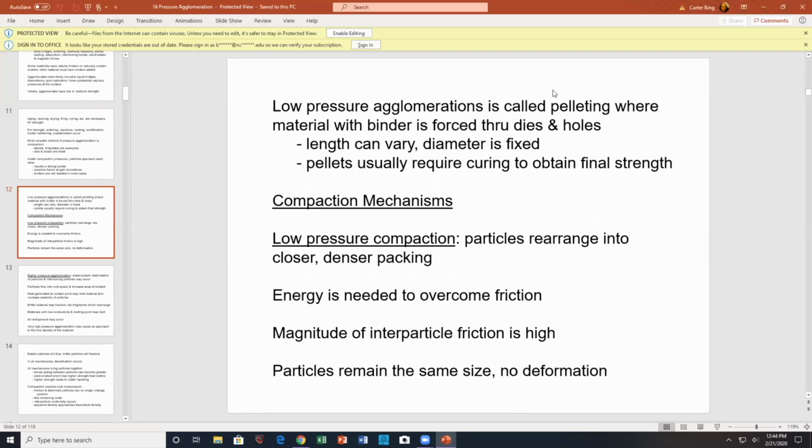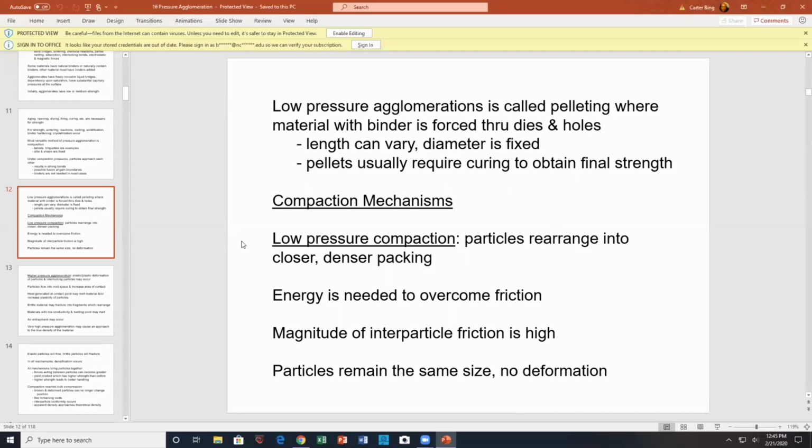Low pressure agglomeration is called pelleting, where the material with the binder is forced through dies and holes. The diameter is fixed by the dies, but the length may vary. They may be flanged open and flanged on the entry. Pellets usually require curing again to attain final strength.